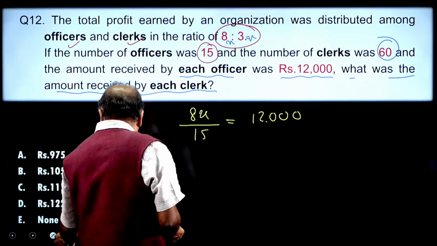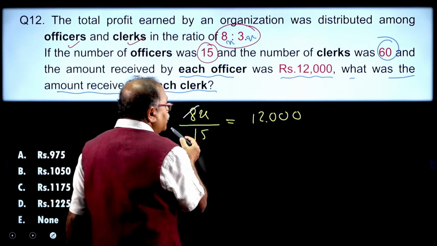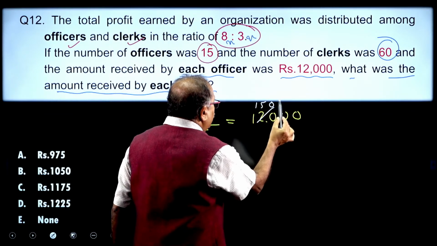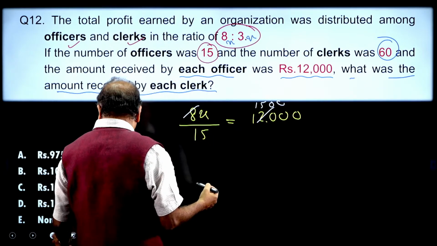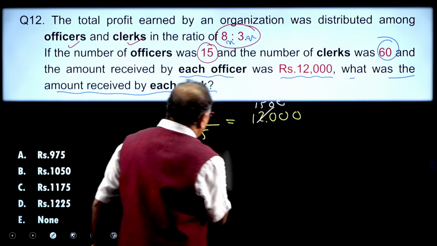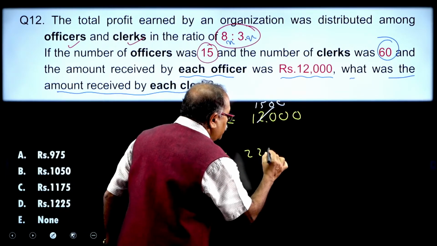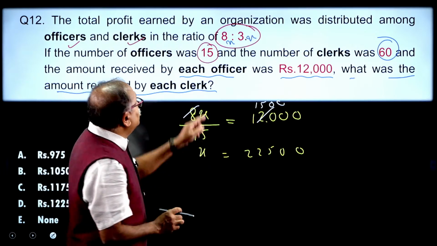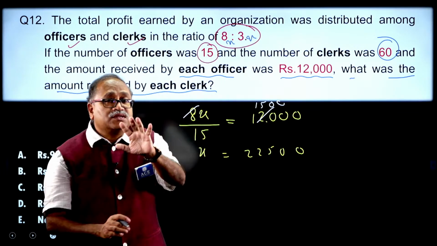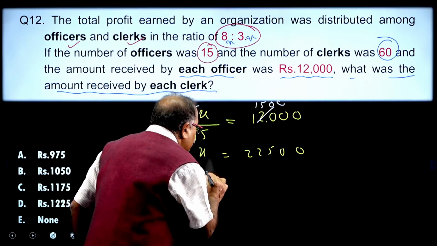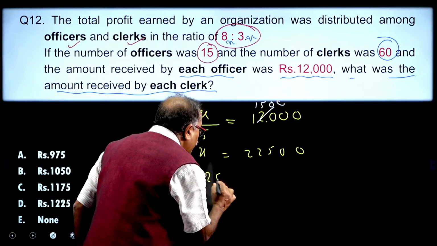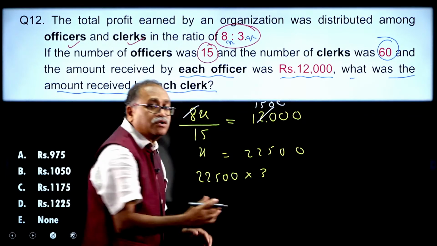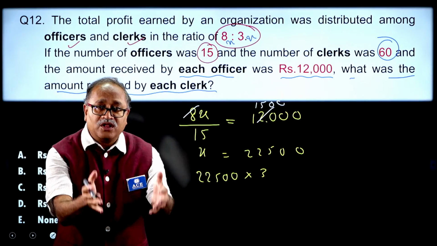Yes, my friends. So, look at this one. When with 8 you are cancelling this one, you are getting 1500, and 15 into 15, that comes to 225. So, x is equal to 225 followed by 20. I got the x value. Then the total money the clerks got is 3x. So, that is 2522500 into 3. This is the total money distributed among all the clerks.